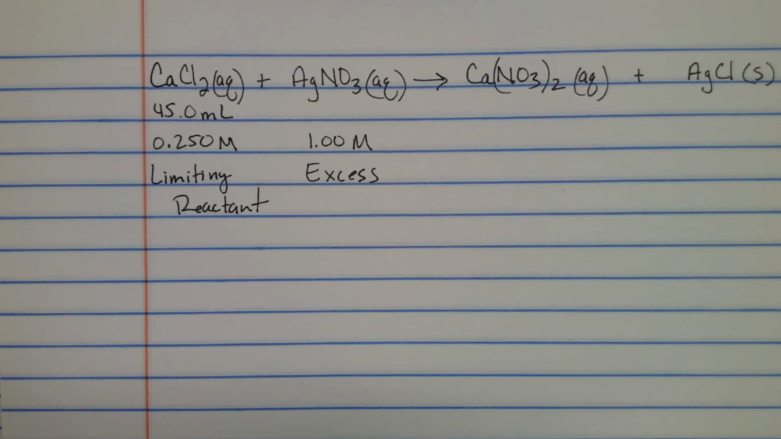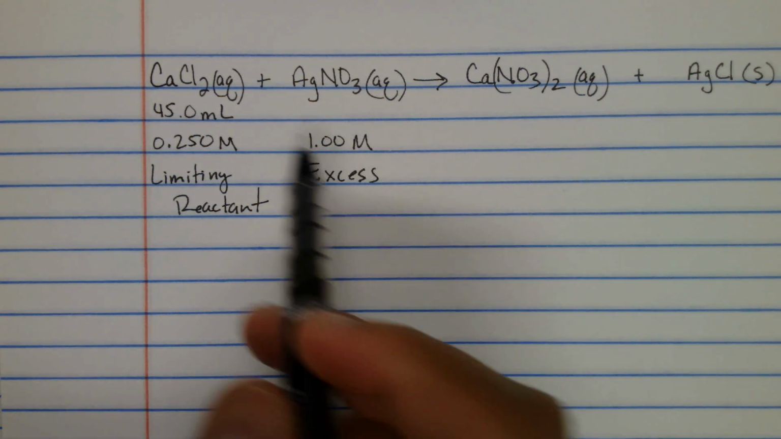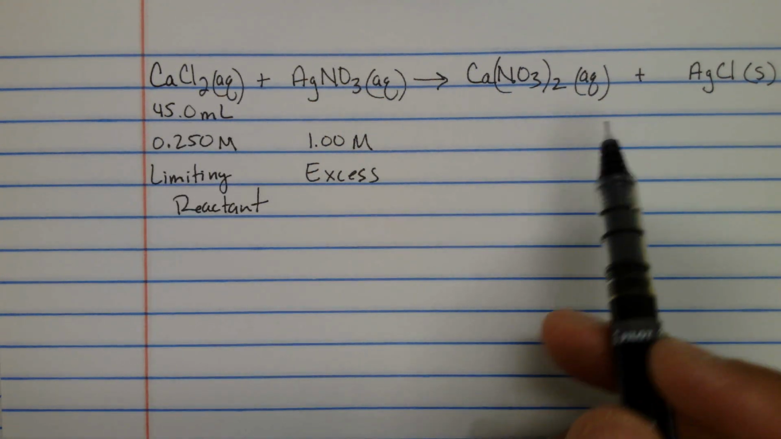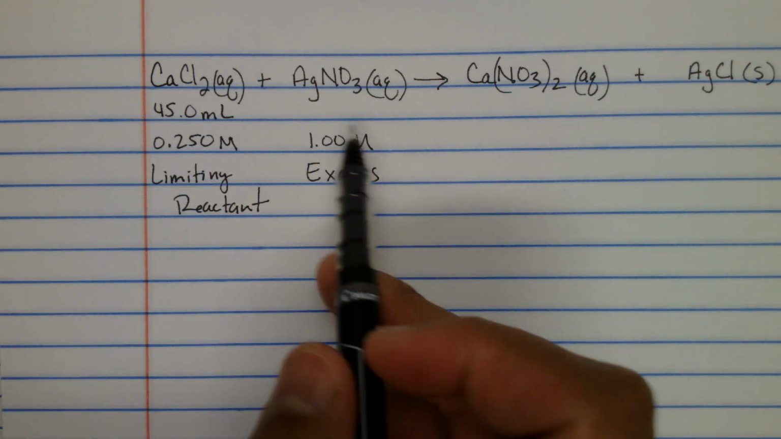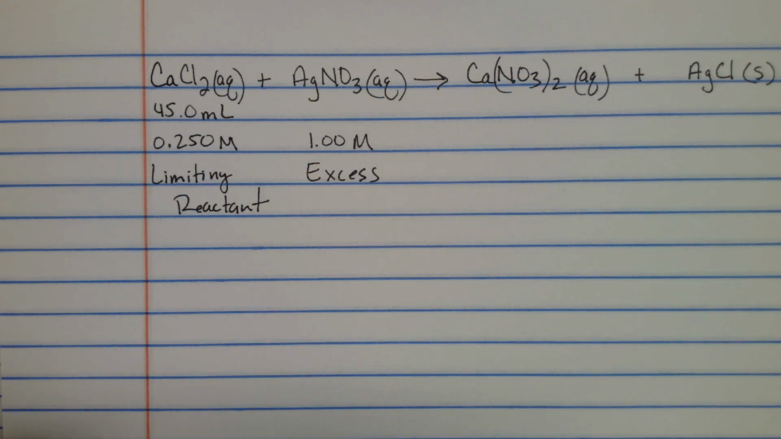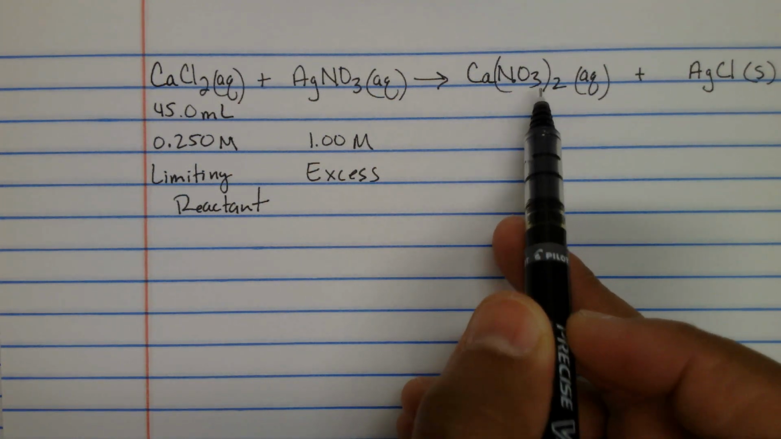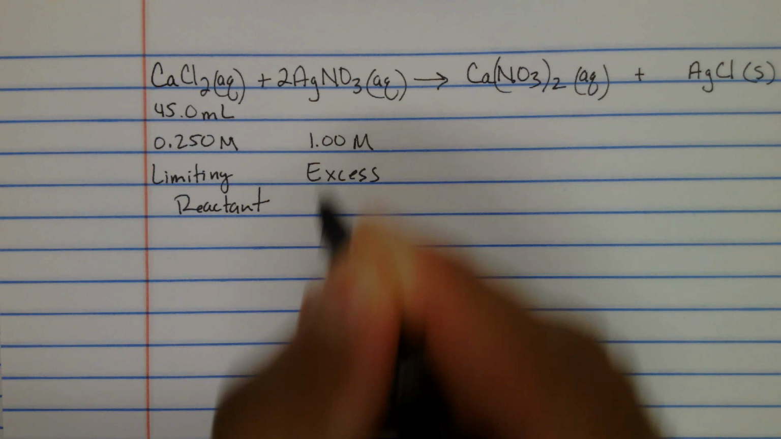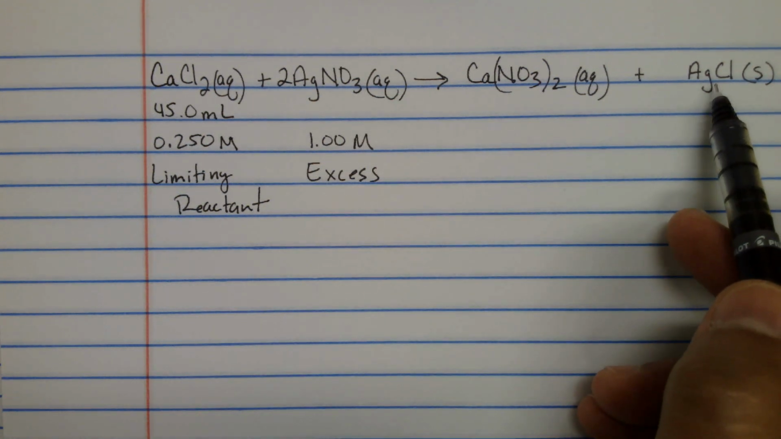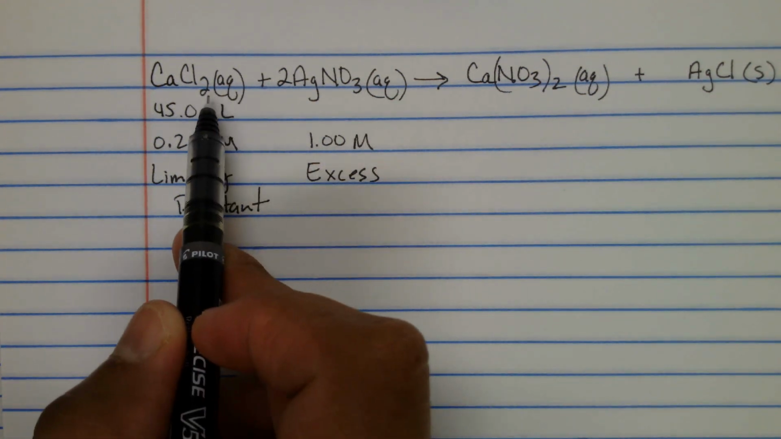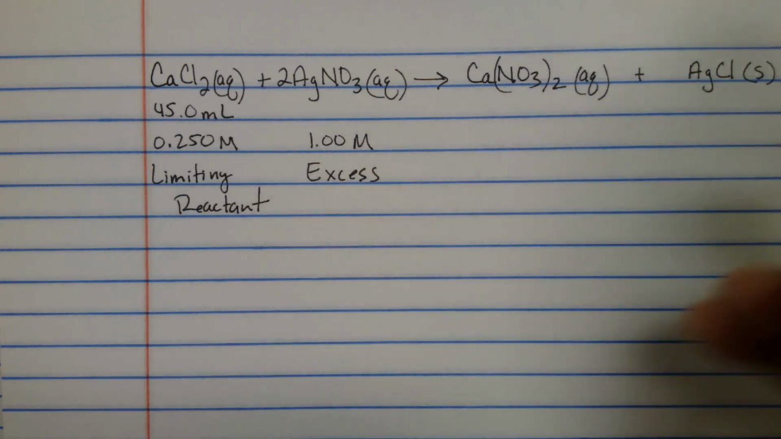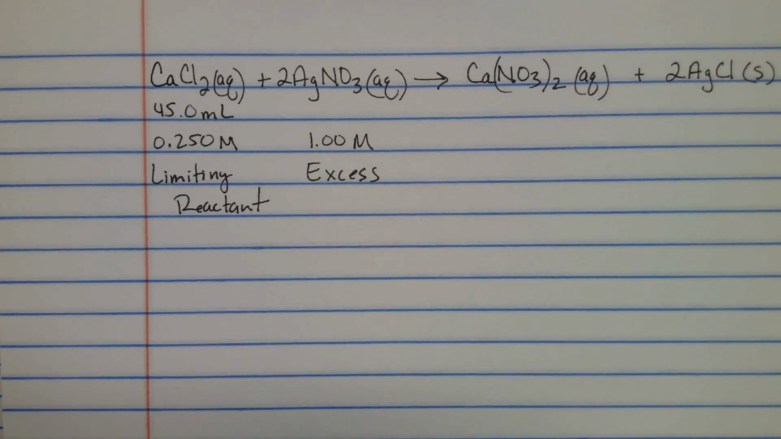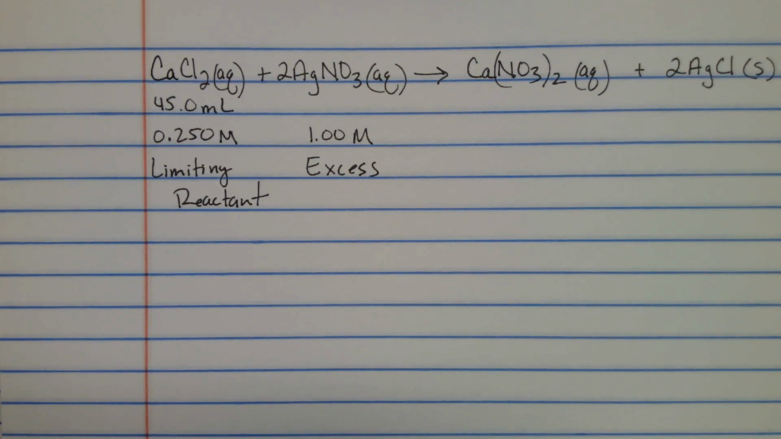We need to balance the equation next. And we'll balance by inspection. I have other videos where we practice writing the formula equation and balancing the equation. So here I'll balance by inspection. There's 2 nitrates here, so I'll put a 2 here. And then we can balance the silver chloride with a coefficient of 2. And now everything is balanced.